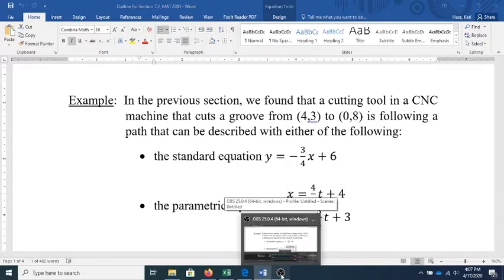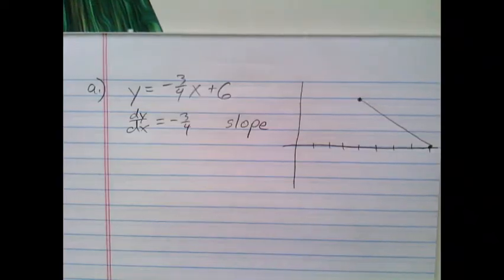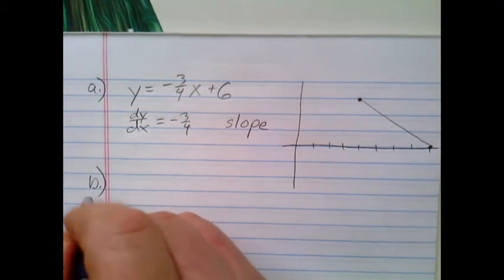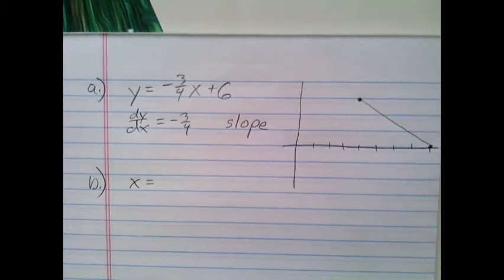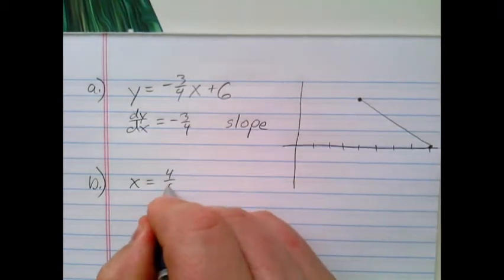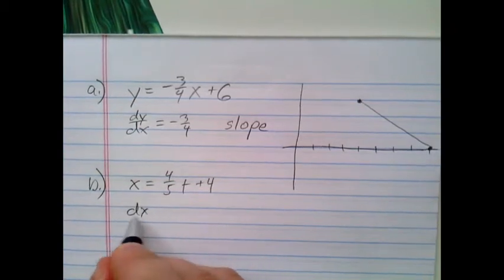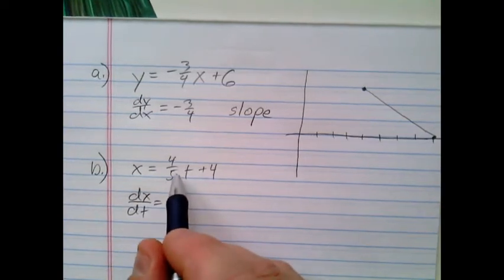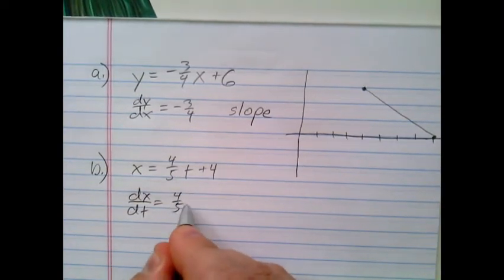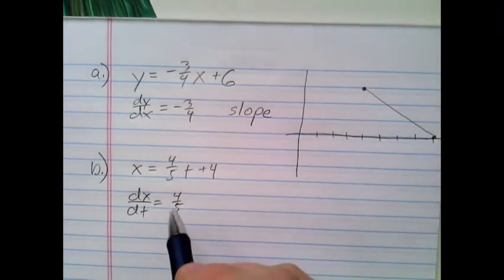Alright, go ahead and shut that back off so I can see my camera again. Alright, so I had x equals, I already forgot what it was, I gotta look again, 4/5 t plus 4. So now if I take the derivative of x with respect to time, I'm just taking the derivative of this function. So I would again just wind up getting the constant next to the t, which is what we would expect.